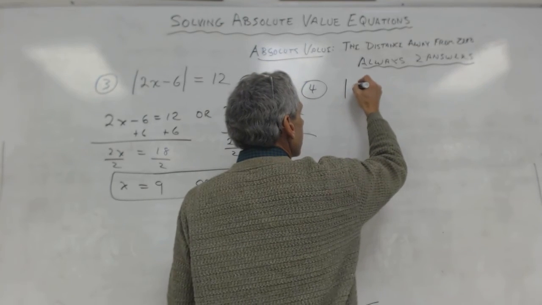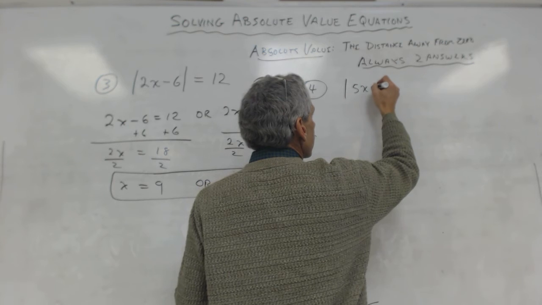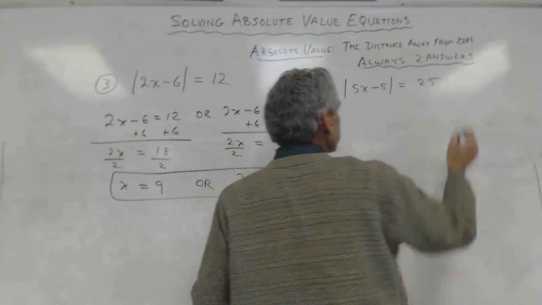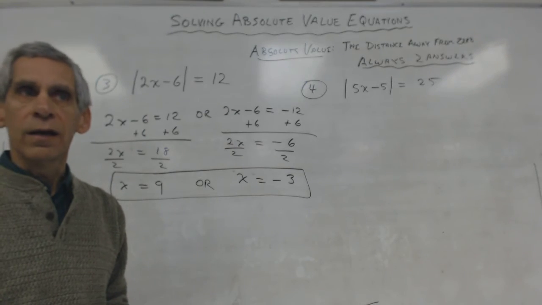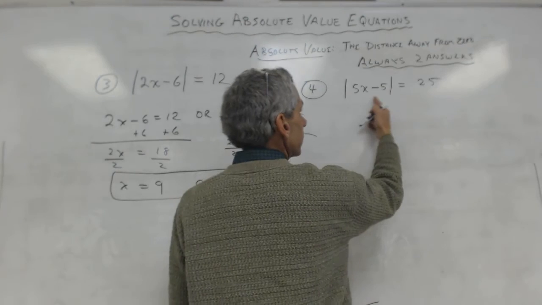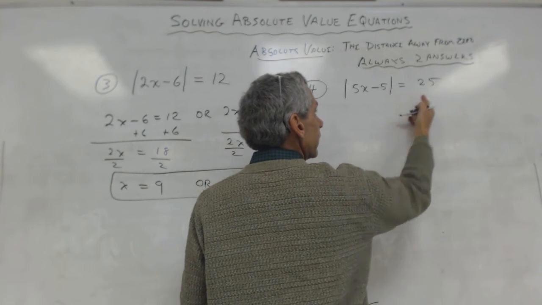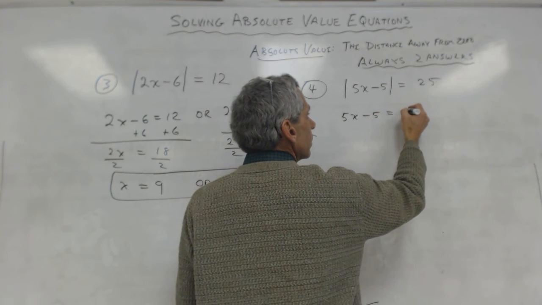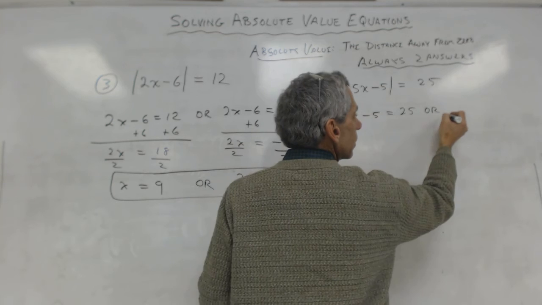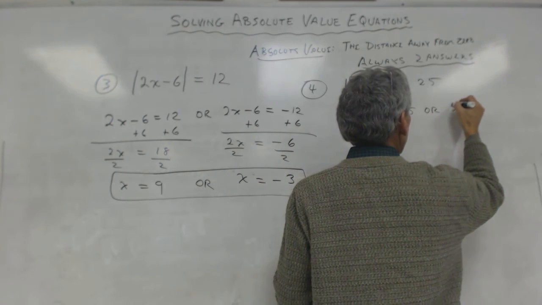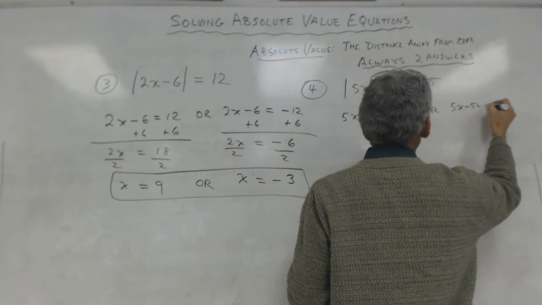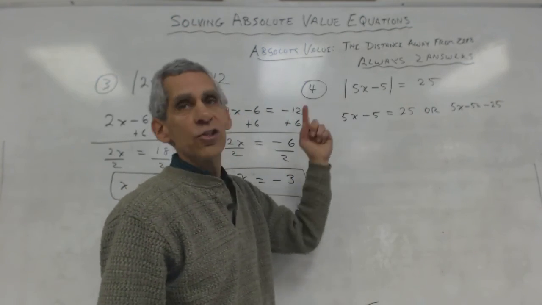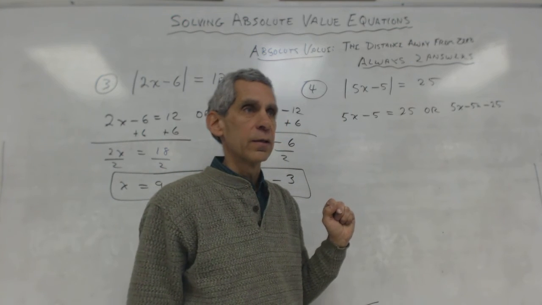So we've got the absolute value of 5x minus 5 is equal to 25. What do I do? This is equal to that, or this is equal to negative that, right? So either 5x minus 5 is equal to 25, or, I don't know if I have room to do this, 5x minus 5 is equal to negative 25. Yeah, that'll work.